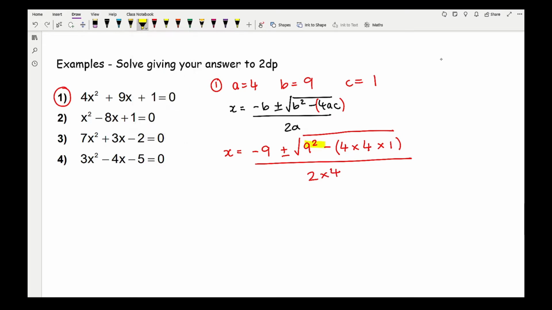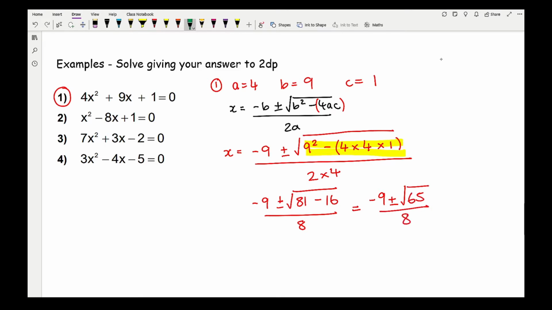So what I'm going to do is I'm now going to simplify all of this. So again, I've got minus 9 plus minus. I'm leaving that. So I've got 81, which is 9 squared, minus, and then 4 times 4 is 16, times 1, which is 16. And that's all being divided by 2 times 4, which is 8. I'm going to scroll across, so here I've got minus 9, and again plus minus, and then 81 minus 16 is 65, and that's being square rooted, and that's being divided by 8.